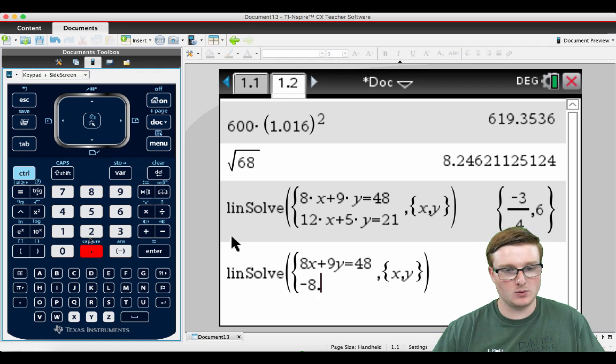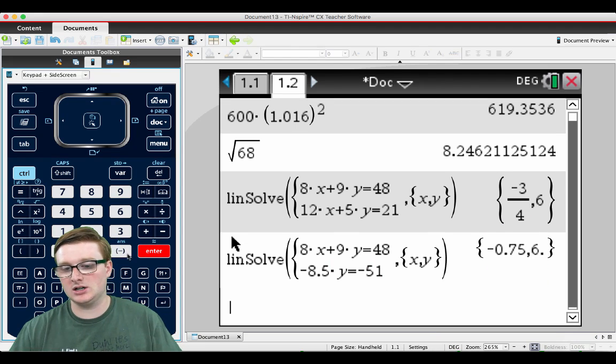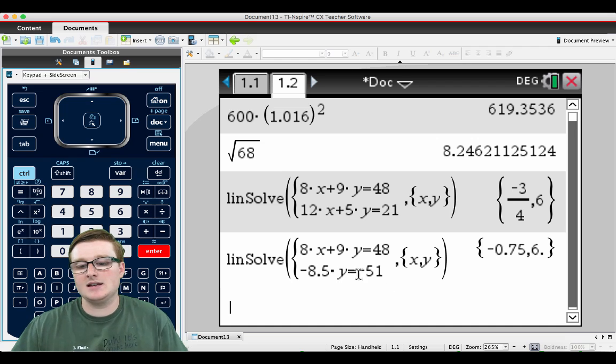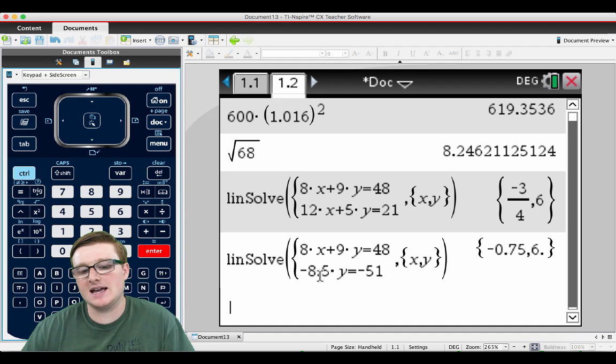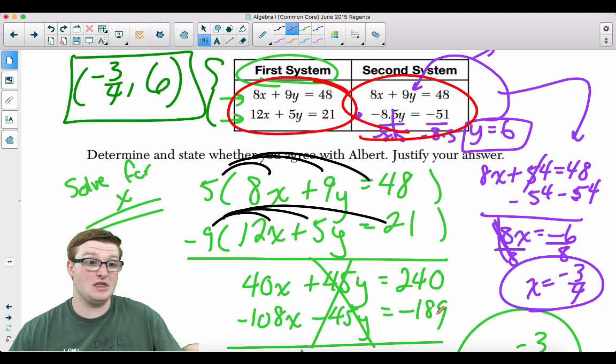And negative 8.5y is equal to negative 51. Press enter. Okay, and again, so negative 0.75. The reason why it's in decimal form now is because of the negative 8.5. If you have a point in there, then it will give it to you in decimal form. But it is the same solution, so we are done with that question.